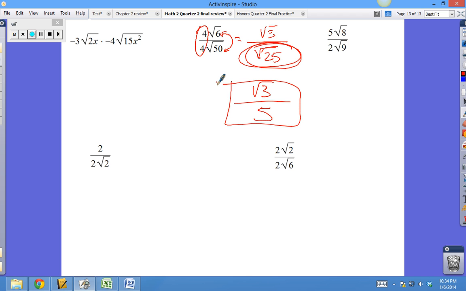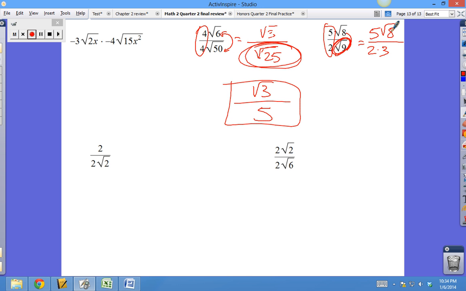And the next one, 5 and 2 do not divide. They got nothing in common. So your answer is going to be a 5 and a 2. 8 and 9 got nothing in common. But the square root of 9, that's a perfect square. That's 3. So it's a 2 times a 3 on bottom. And on top, it's a 5 times the square root of 8.